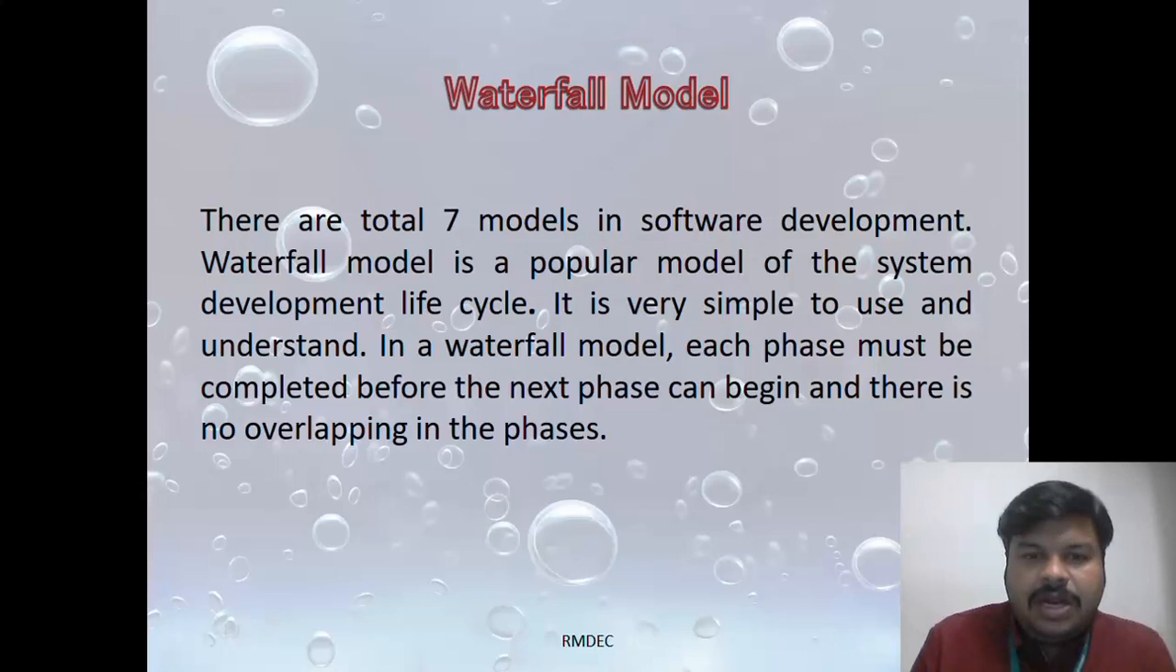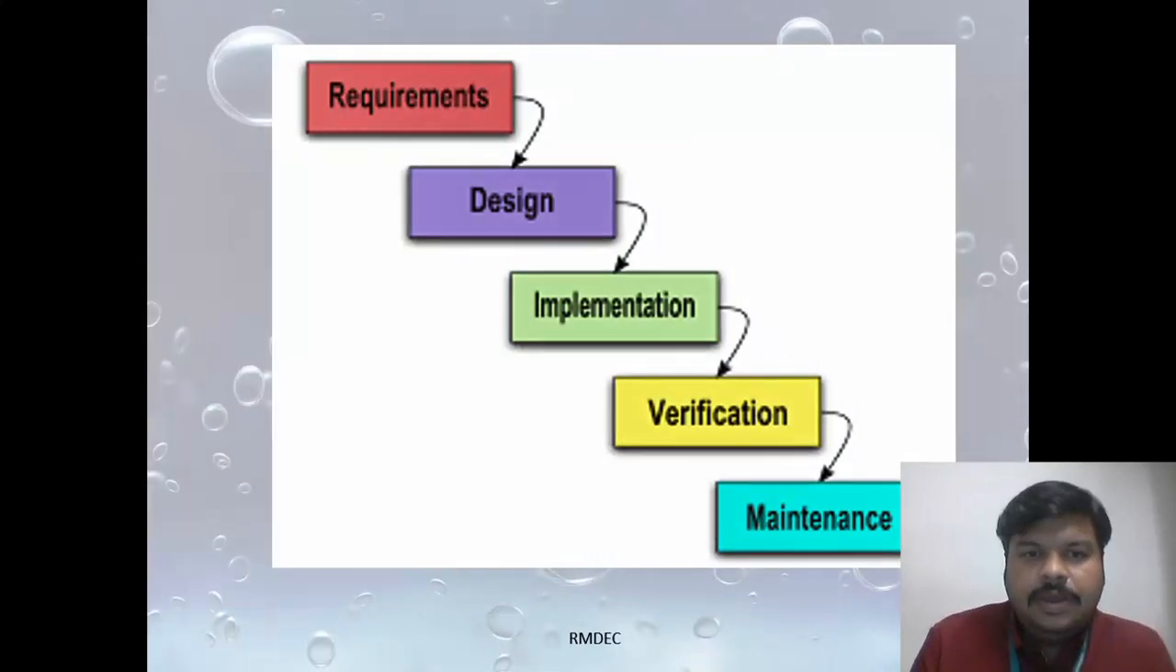As of now, there are 7 models in software development. The waterfall model is very simple to use and understand. The only thing is, in the waterfall model, each phase must be completed before the next phase begins, and there is no overlapping in these phases. This is the waterfall model in the software development life cycle.